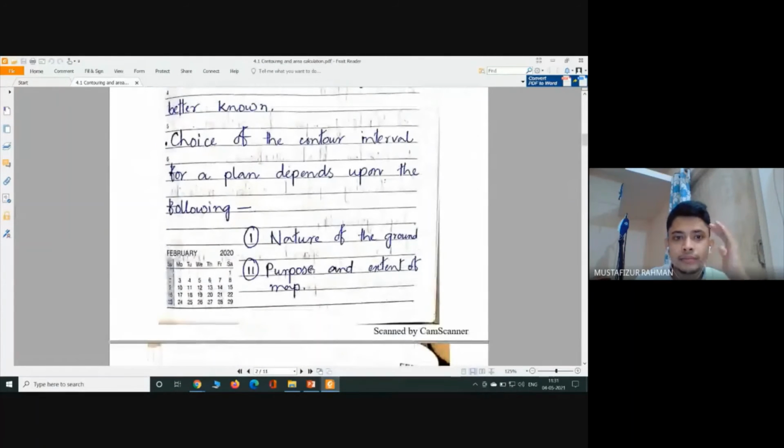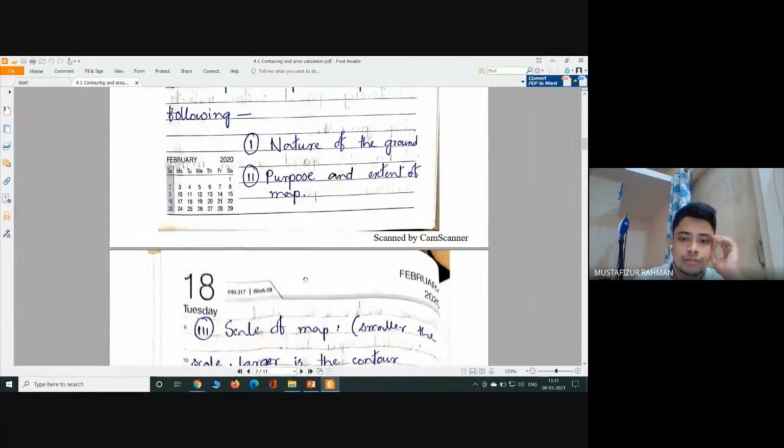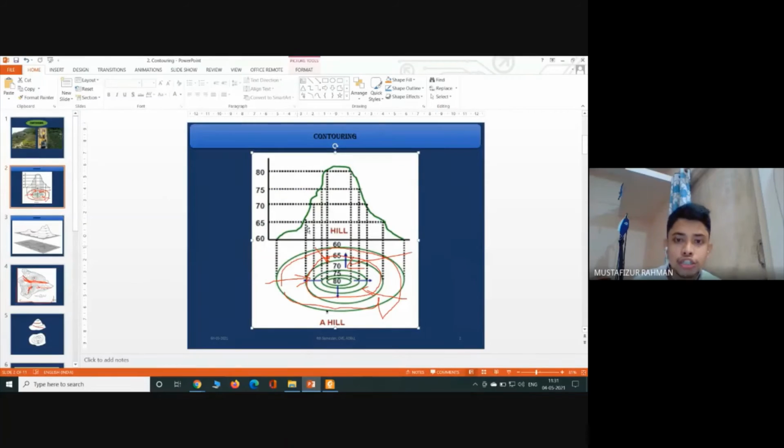Then the choice of contour interval will depend upon the nature of the ground and the purpose of the map. If the nature of the ground is steep, then the contour interval will be less. Obviously we have to know how it is changing, right?